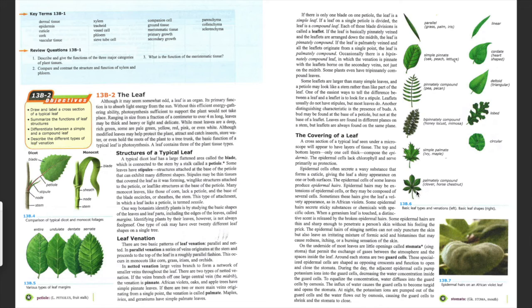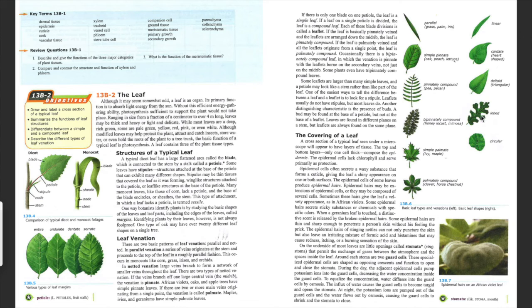Compound meaning there are different leaves on a single leaf, right? So that's compound right there. This is simple because it's just a single leaf, but this is a compound leaf because it has leaves coming off of it. Again, compound because there are little leaves coming off of the leaf. But this would be simple palmate, and this would be palmately compound.